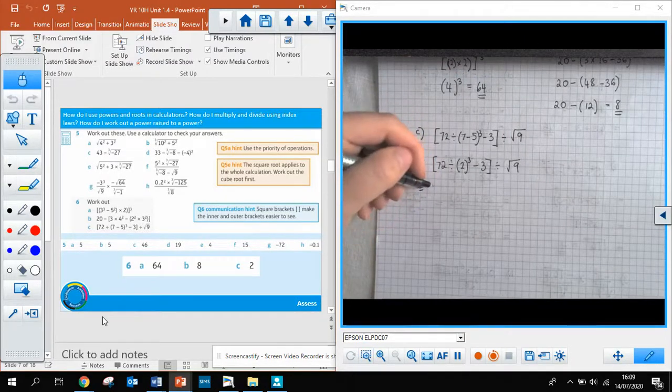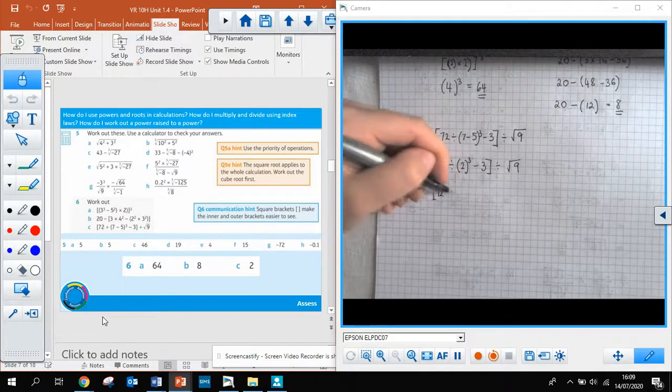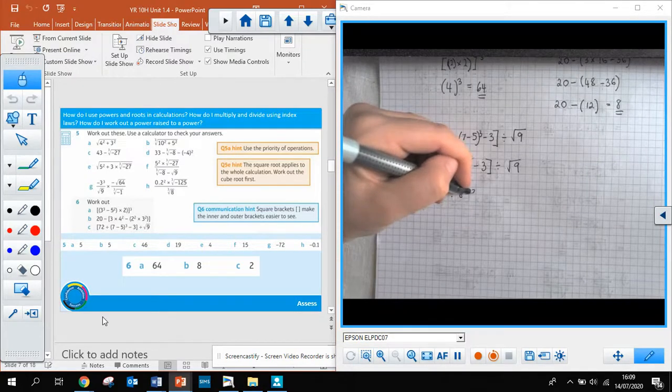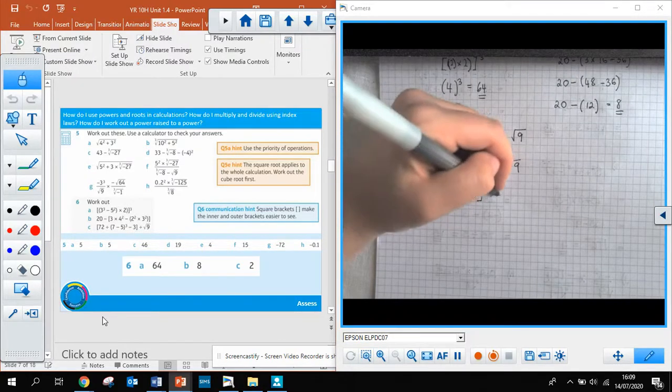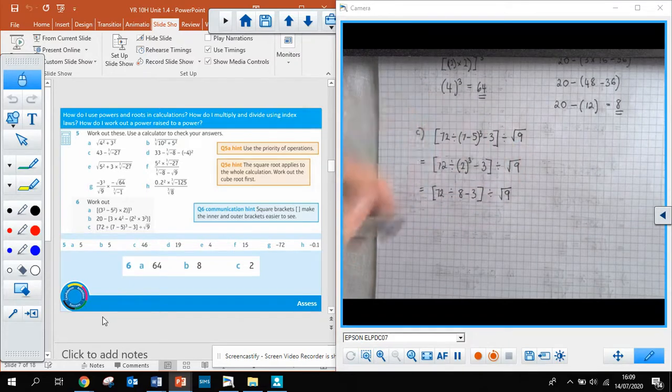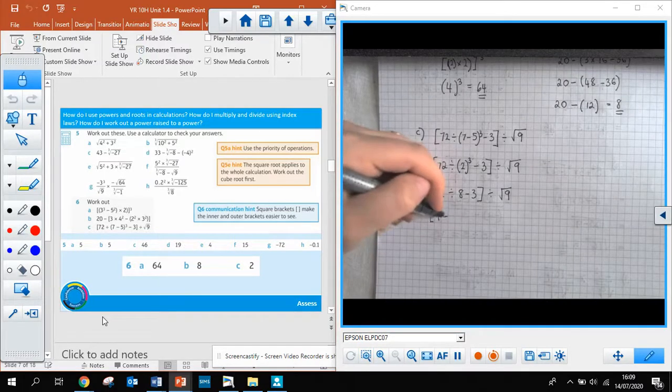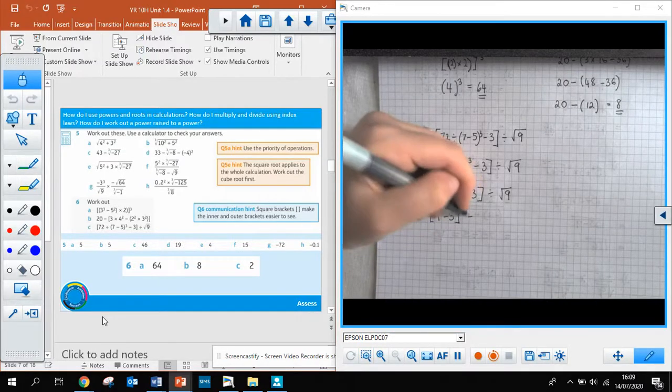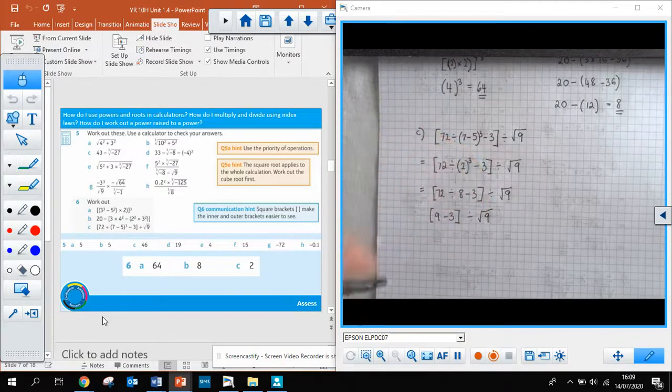2 cubed is 8. So I've got 72 divided by 8 minus 3, all divided by the square root of 9. You need to work out your order of operations. Division comes before subtraction. So 72 divided by 8 is 9. So that leaves me with 9, subtract 3, all divided by the root of 9.